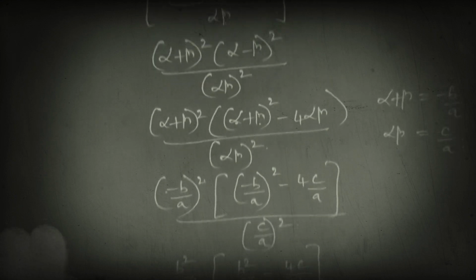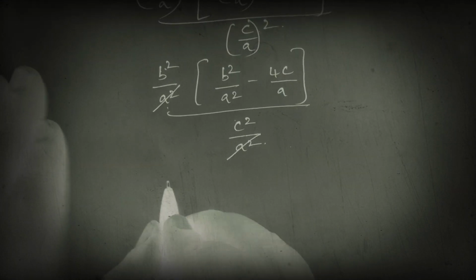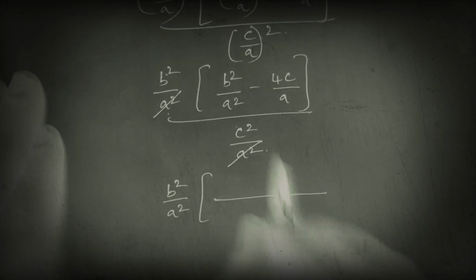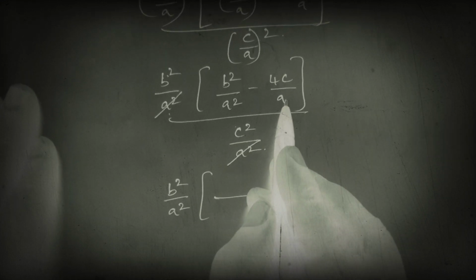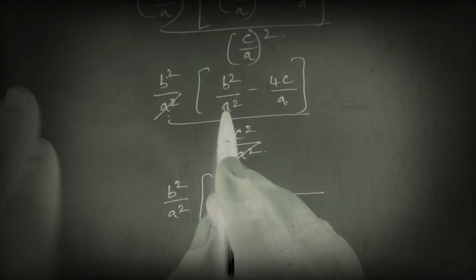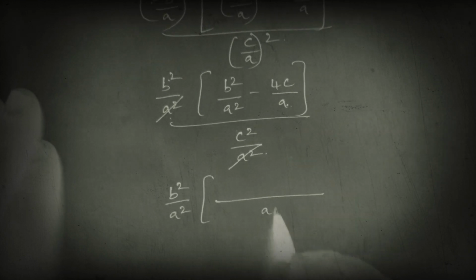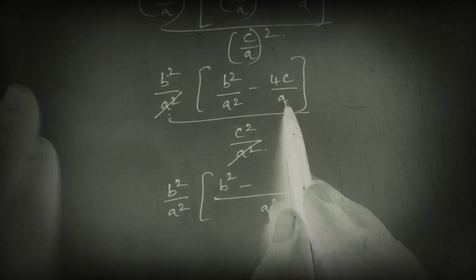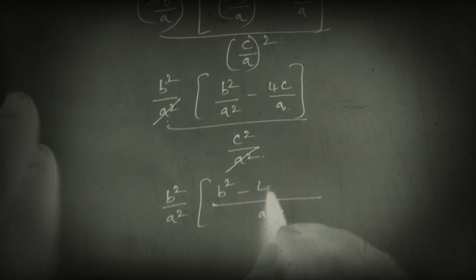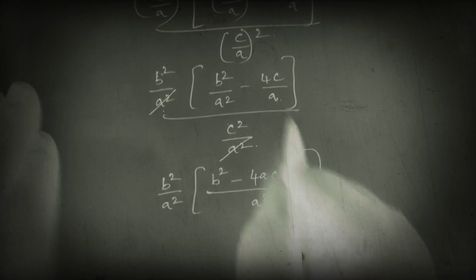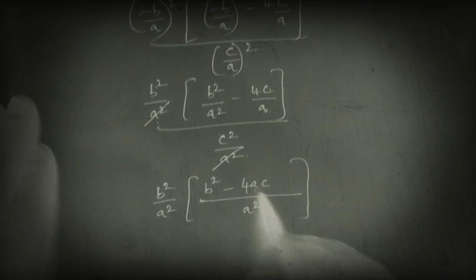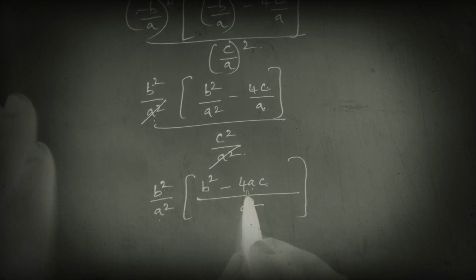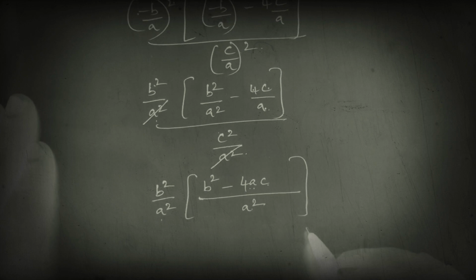I can write this as b square by a square into, here a square and a are there as the denominator. So taking the LCM of a square and a, we get a square. So your numerator is b square. Since here only a is there, we need a square, multiplying the numerator with a, so 4ac. So your answer is b square by a square into b square minus 4ac by a square.